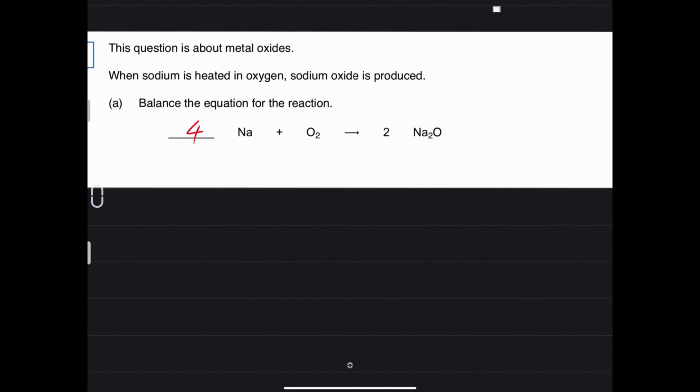Splitting the equation into the left hand side and the right hand side, quickly tally up the numbers. 4 sodium, and you have a 2 here and a 2 there. That makes 4 sodium this side on the right hand side, 2 oxygens on the left hand side, 2 oxygens on the right hand side. So this makes the equation balanced. So you should have a 4 here. Moving on to the next question.